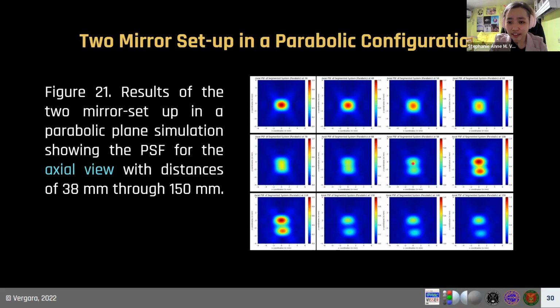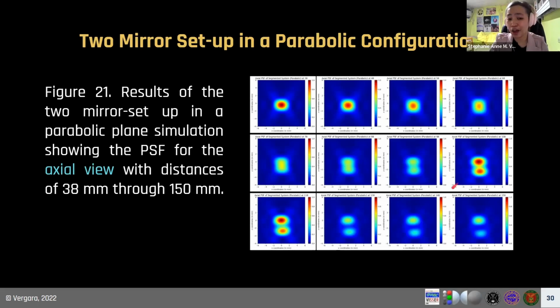Furthermore, at a distance of around 108 millimeters, here in this figure, the peaks of the intensities start to appear again after disappearing around these distances. This could be due to the fact that the peaks of the two segments are now starting to diverge.